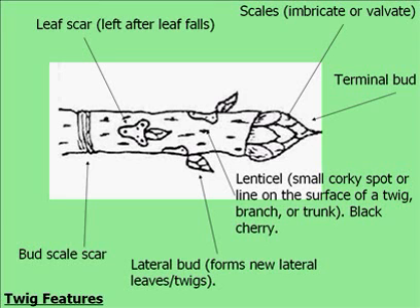Some twigs have lenticels, or little small spots. Black cherry has those. You'll also see lateral buds, which form the new leaves or twigs off of a branch. But that is it for twig features. Make sure you learn them.